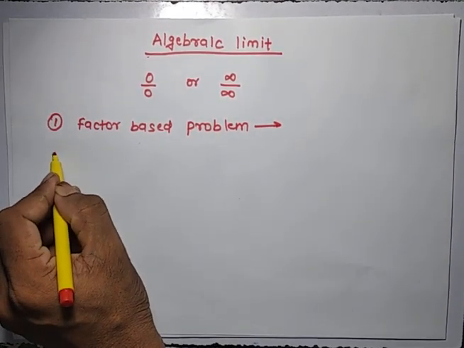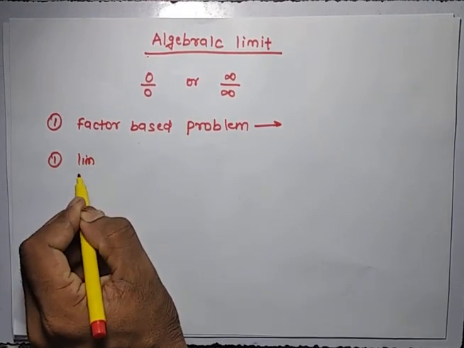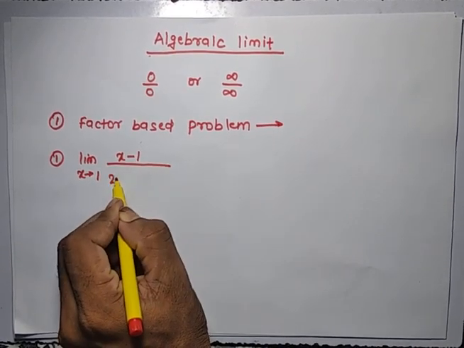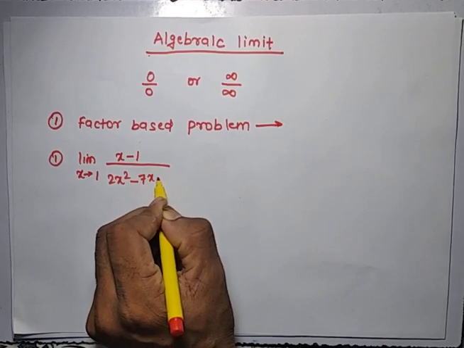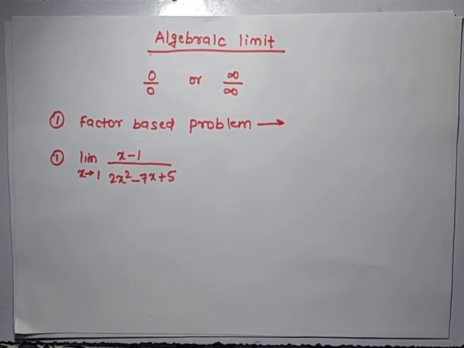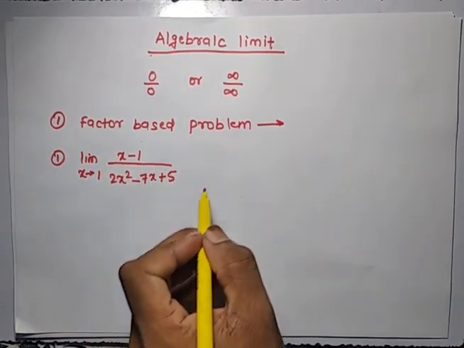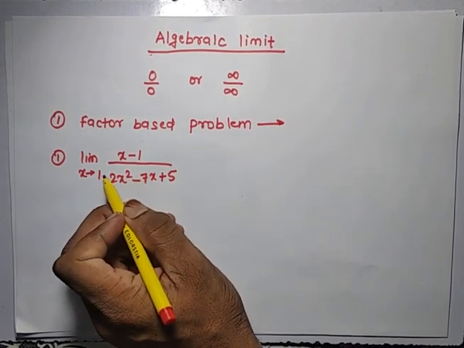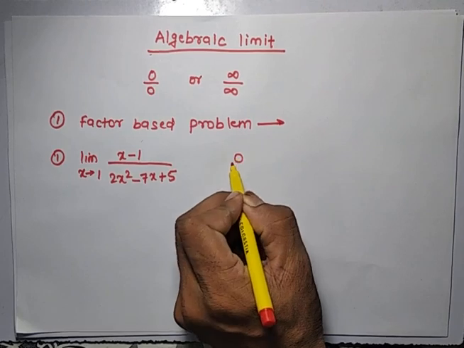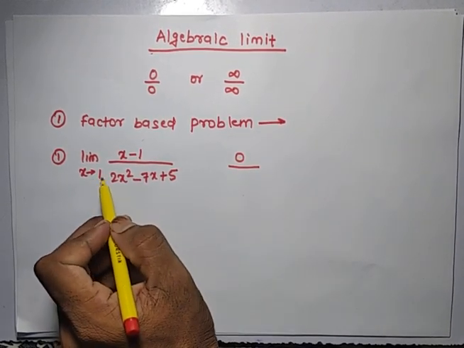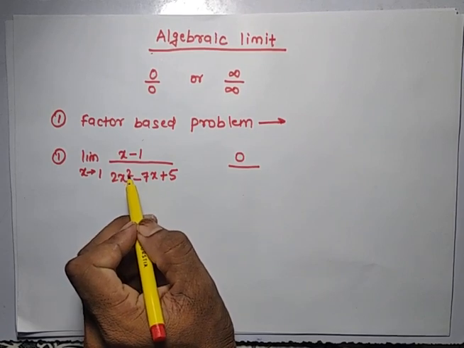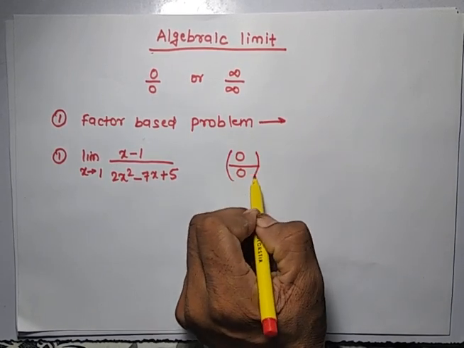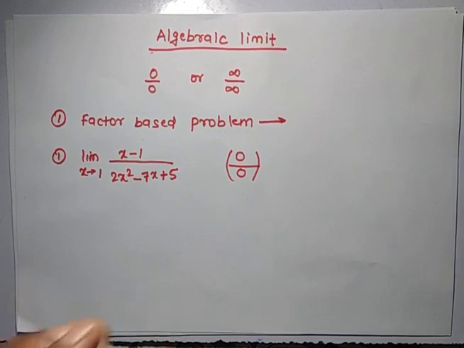Suppose the given limit is... Our first step is to check whether this limit is 0 by 0 form or infinity by infinity form. So put x equal to 1. So 1 minus 1, 0 in numerator, and put x equal to 1 in denominator: 2 into 1 square, 2 minus 7 plus 5. So this is also 0. So this limit is a form of 0 by 0.